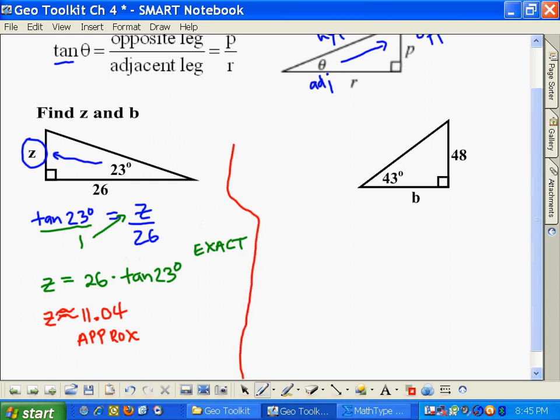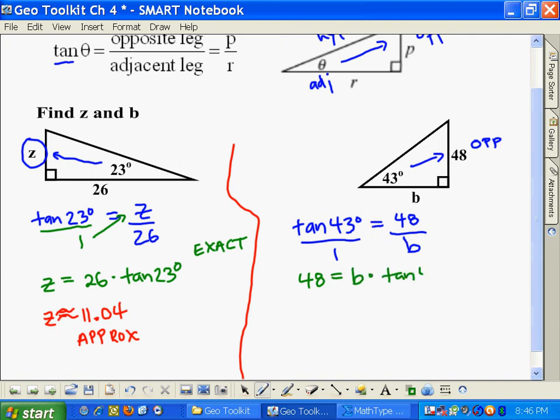Let's take a look at the other problem over here. We can do the same kind of thing here. The opposite side is 48, opposite. The adjacent side is B, so we can write out tangent 43 degrees will equal the opposite side, 48, divided by the adjacent side, which is B. I can go ahead and put this over 1. Now we have ourselves a proportional equation, and we can go ahead and solve this here. 1 times 48 is 48. B times tangent 43 is B times tangent 43 degrees.